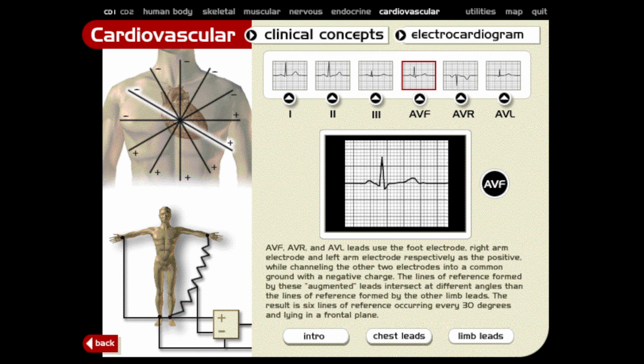AVF, AVR, and AVL leads use the foot electrode, right arm electrode, and left arm electrode respectively as the positive, while channeling the other 2 electrodes into a common ground with a negative charge. The lines of reference formed by these augmented leads intersect at different angles than the lines of reference formed by the other limb leads. The result is 6 lines of reference occurring every 30 degrees and lying in a frontal plane.